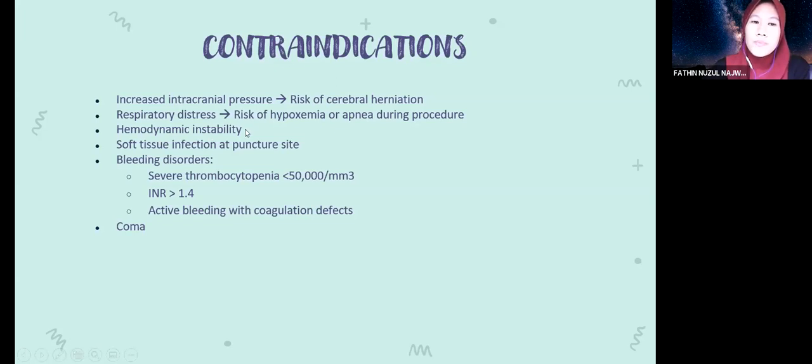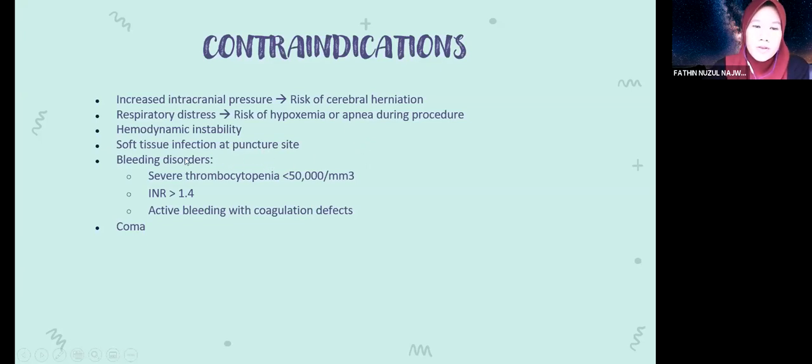Now, the next one would be hemodynamic instability, such as shock. Okay, the fourth contraindication would be soft tissue infection at the puncture site, for example, cellulitis or epidural abscess, as this is a contraindication because if we do proceed with lumbar puncture, even if there's an infected puncture site, the patient will be at risk of developing complications such as bacterial meningitis or infection.